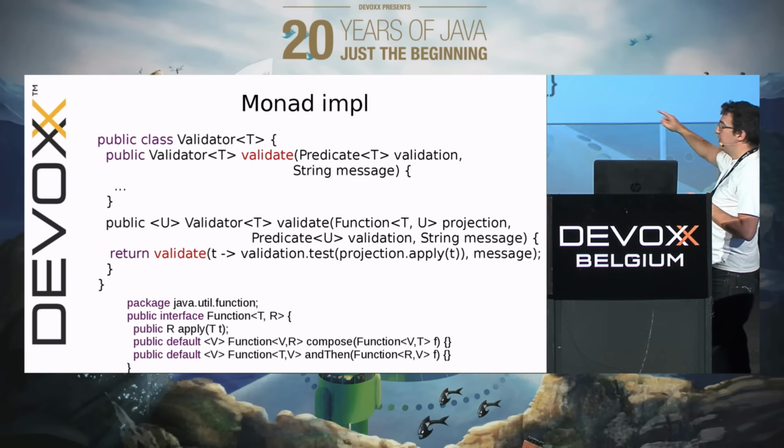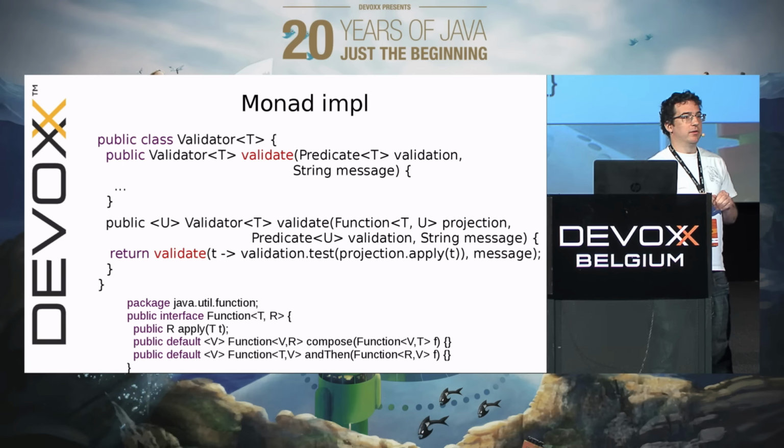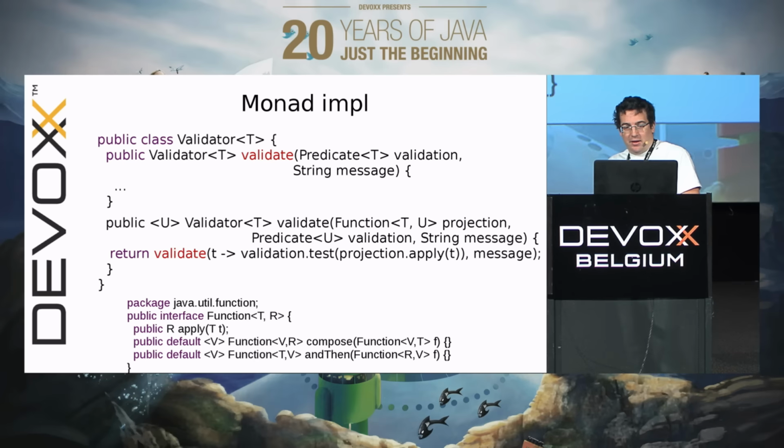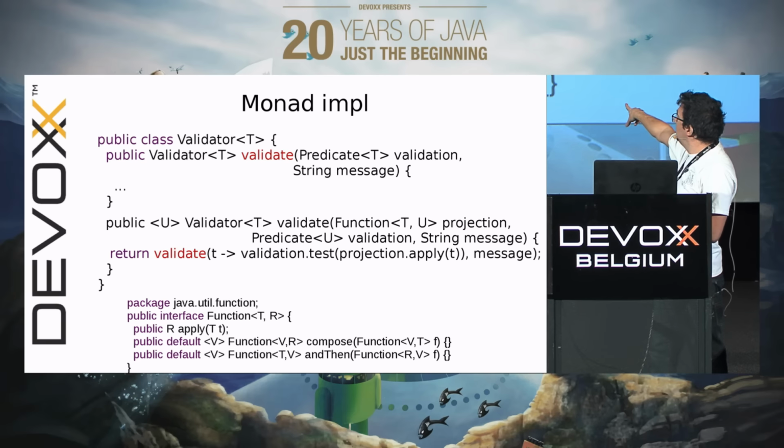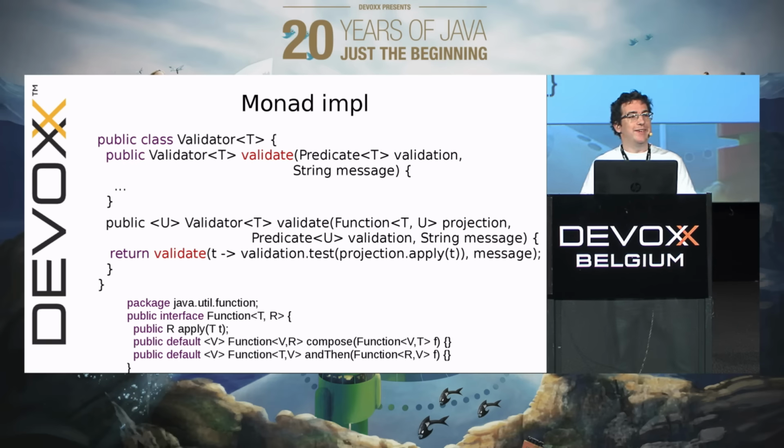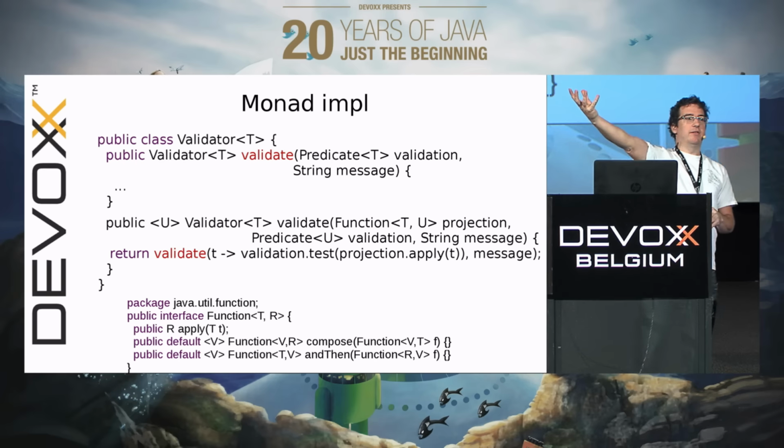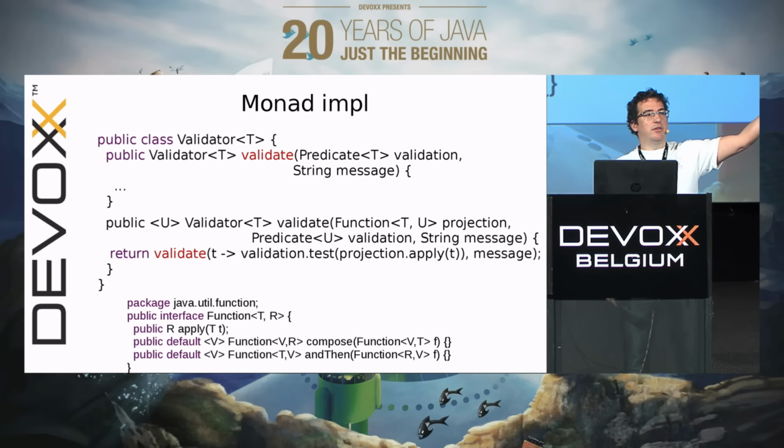Note that the function composition in Java is not a mathematical one. When you do f round g, it's the opposite. That's not a big deal, but here I have a problem. I can't use this compose method or the andThen method, because it takes a function and returns a function. Here I want to do the composition between a function and a predicate. A predicate is not a function.